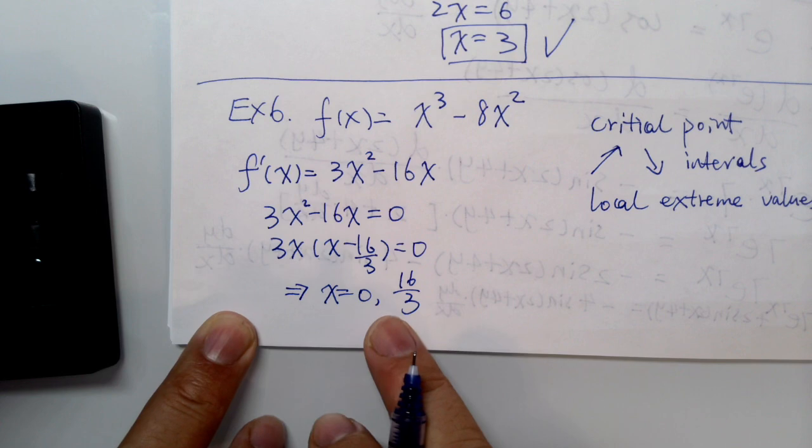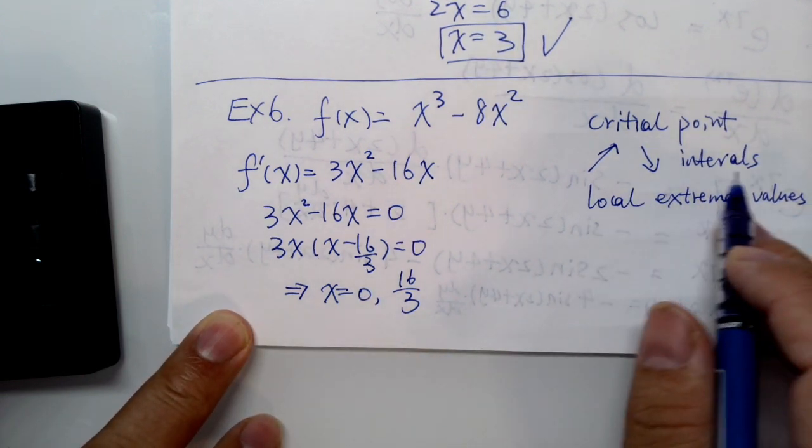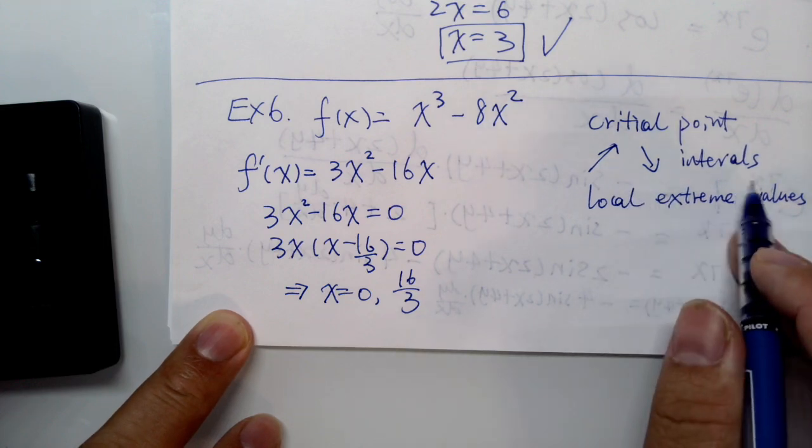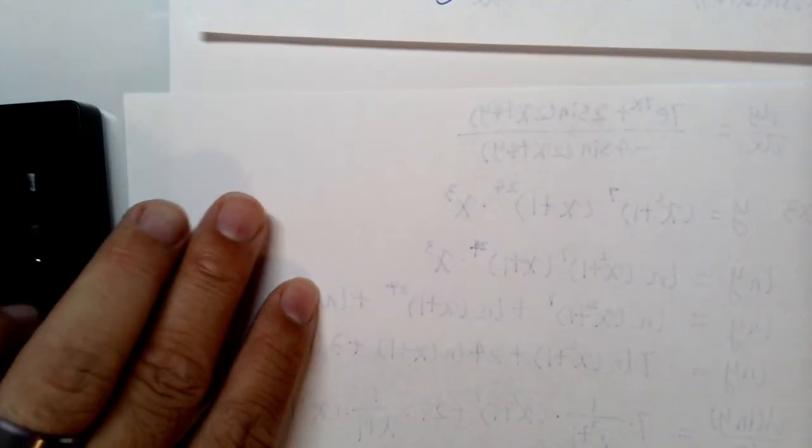So going back to our problem here, those are the two critical points, and now I'm starting to look for the increasing and decreasing intervals and the corresponding local extreme values. So let's use a new paper, and then continue.